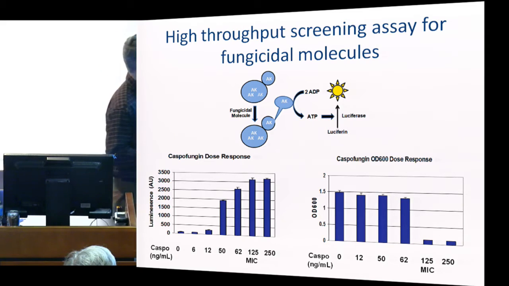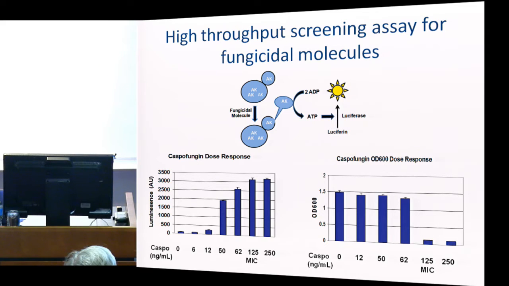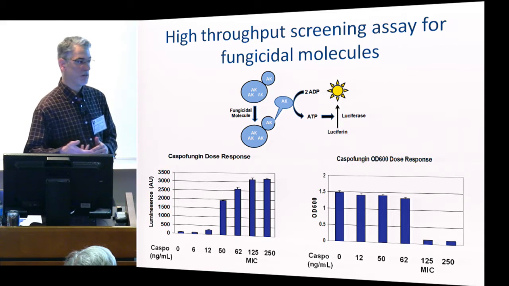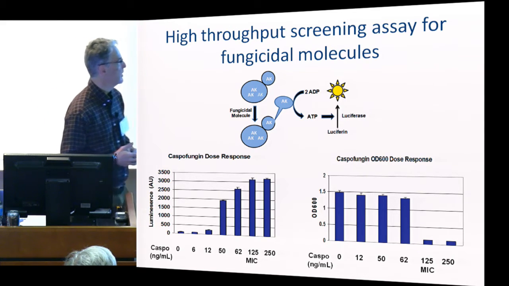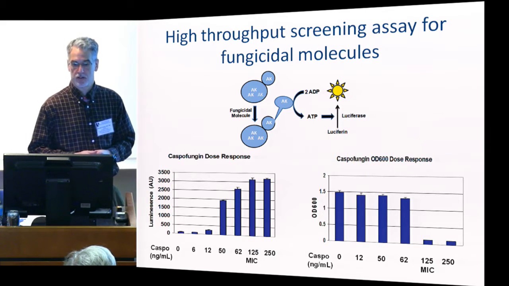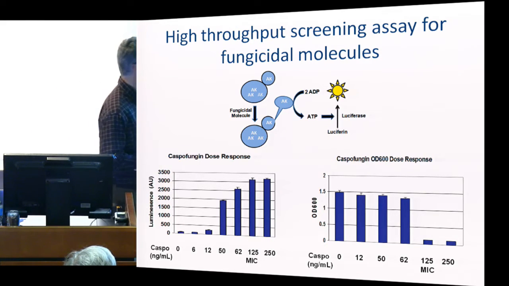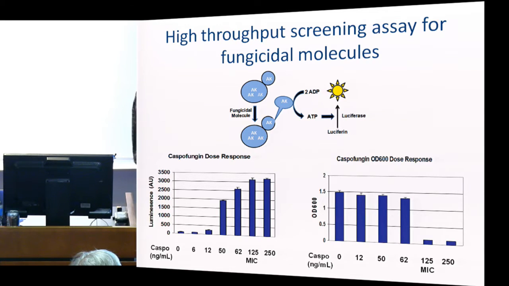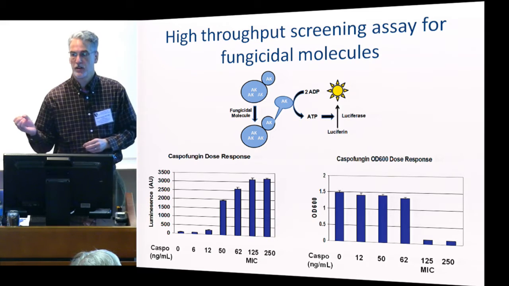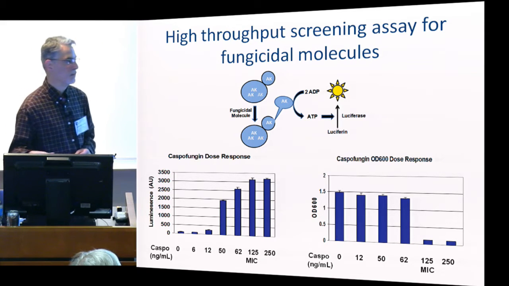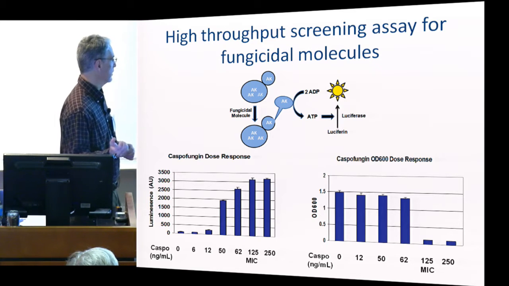And so what happens in our assay is we have something that breaks the cell membrane. Adenylate kinase leaks out into the media. Adenylate kinase then converts ADP to ATP, and then we couple ATP to luciferase generation. And the power of this assay is shown down below here with a couple of graphs. And so caspofungin is sort of the quintessential fungicidal molecule. Disrupts the cell wall, the cell falls apart, stuff leaks out.